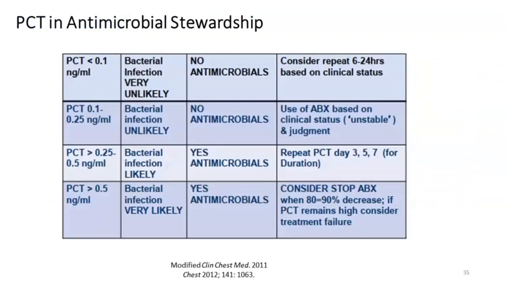Here's a chart that most people use in terms of how to interpret procalcitonin. You should be using the ultra-sensitive assay. Again, if it's less than 0.1, bacterial infections are unlikely.